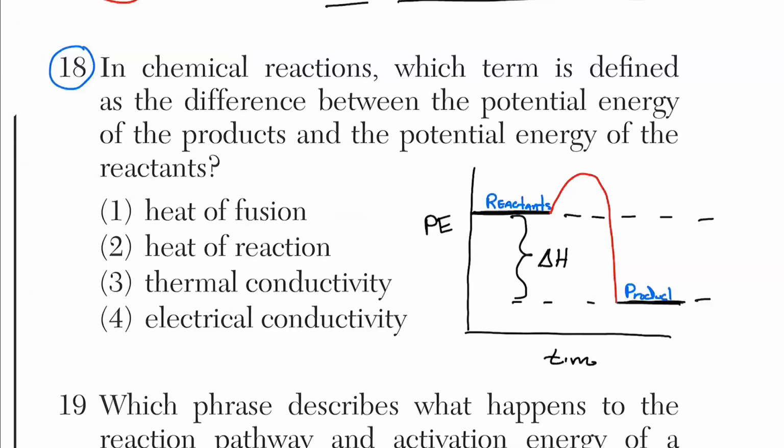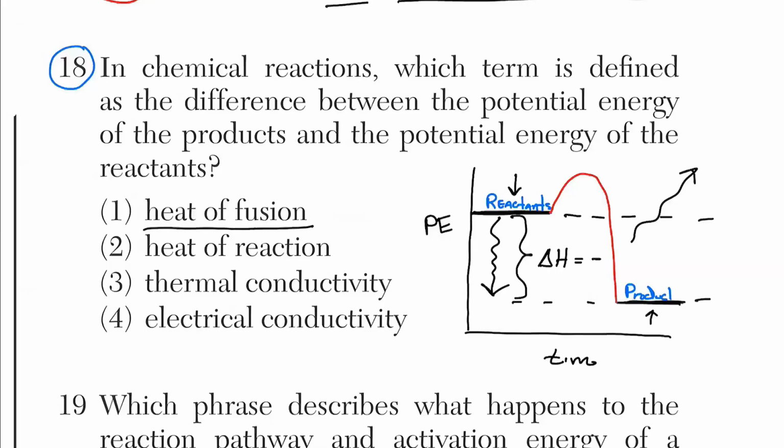So think with me for a second. This is an exothermic reaction. The products have less energy than the reactants. Why? Because heat was given off exothermically. So delta H is going to be a negative sign because it's going down. But what is delta H? It's the heat of fusion.